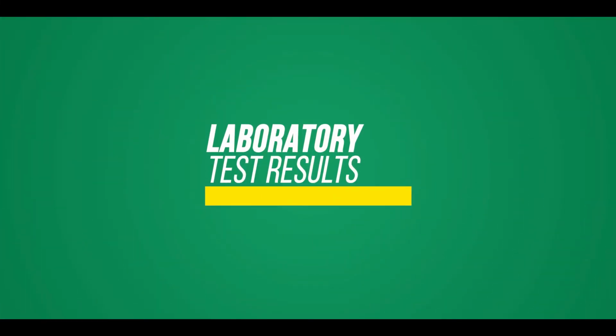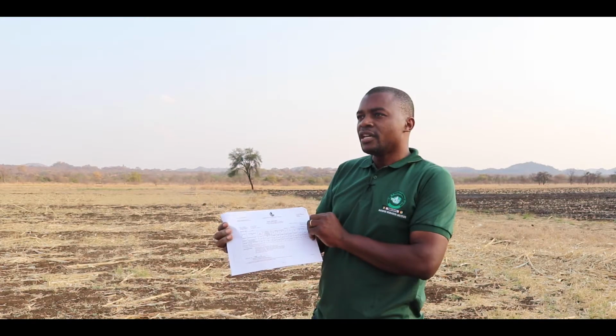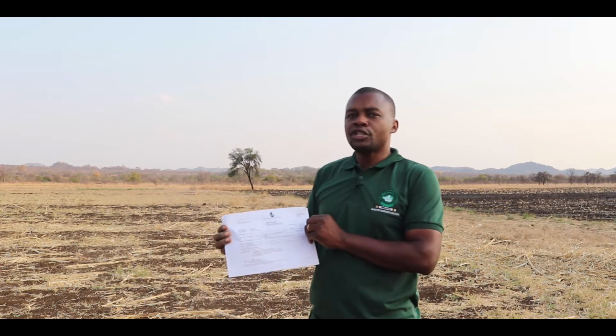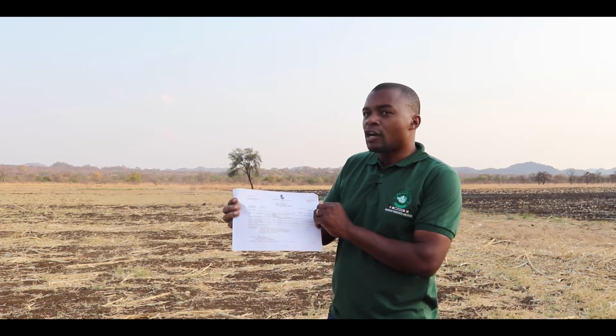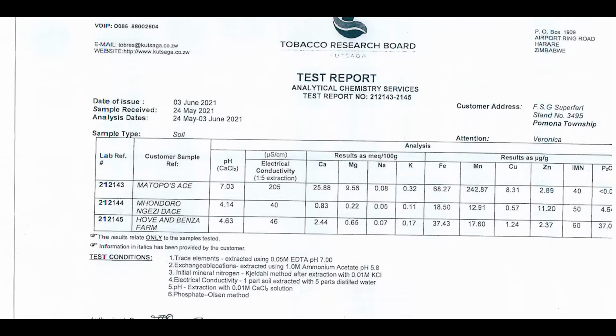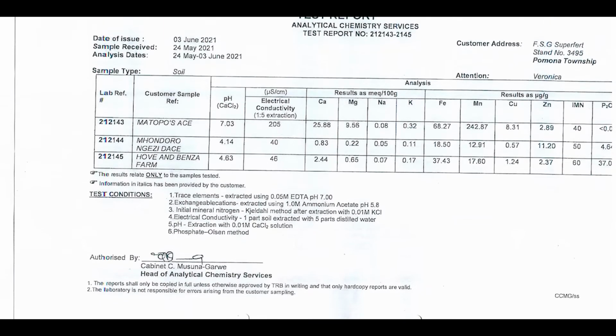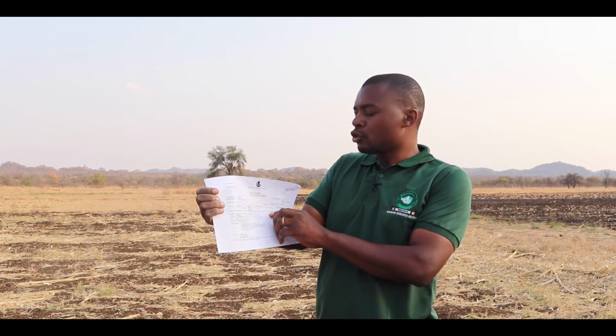After analysis from the lab, we now have a laboratory test report which shows the soil results that came from our soil sample. These results will help us to see the soil pH and nutritional composition of our soil, so that we know how much fertilizer we should apply, whether we should apply lime or not, and which type of lime we should use to correct the pH, should we need to correct it.